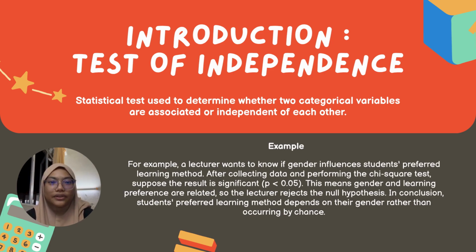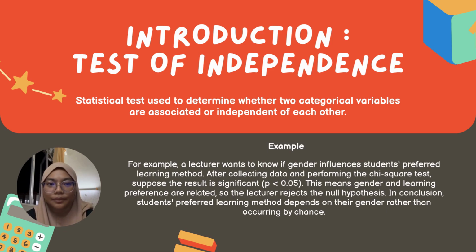Next is the test of independence. This is a statistical test used to determine whether two categorical variables are associated or independent of each other. For example, a teacher wants to know if gender influences student preference for learning method, either face-to-face or online.